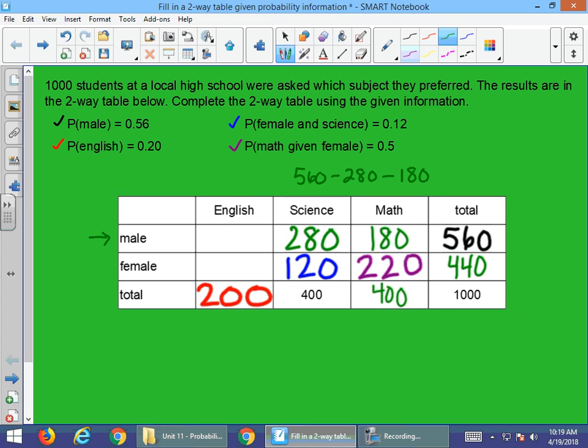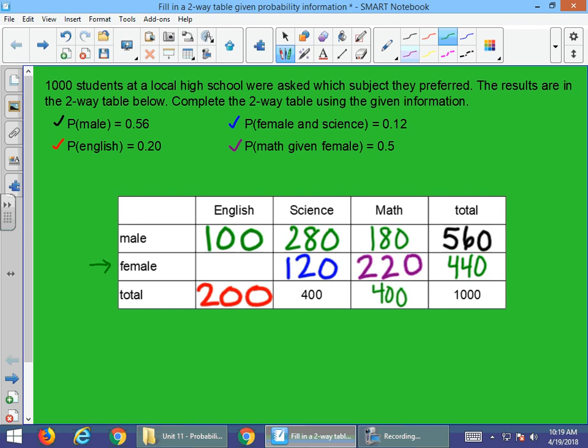And I told you it didn't have to be 100 and 100, but if you take 560 and you subtract 280 and 180, you actually do get 100. So a coincidence does not always have to happen that way. And then to find the last one, again, I could do the same thing. I could actually pick column English, which I think is easier in this case, and do 200 minus 100.